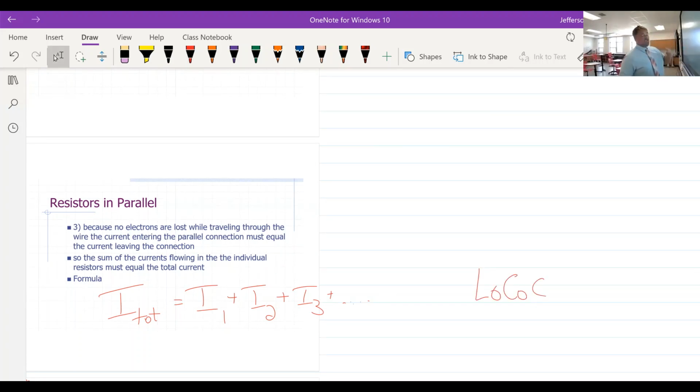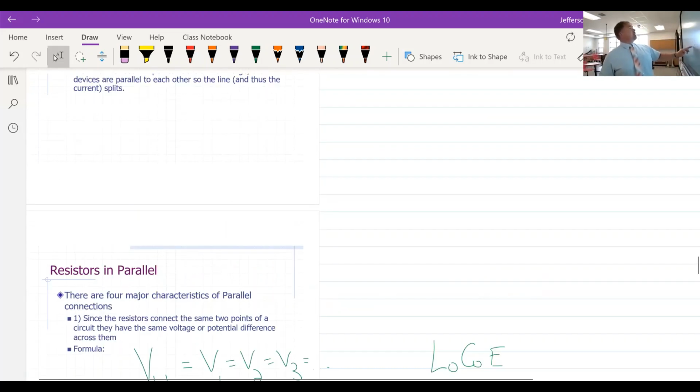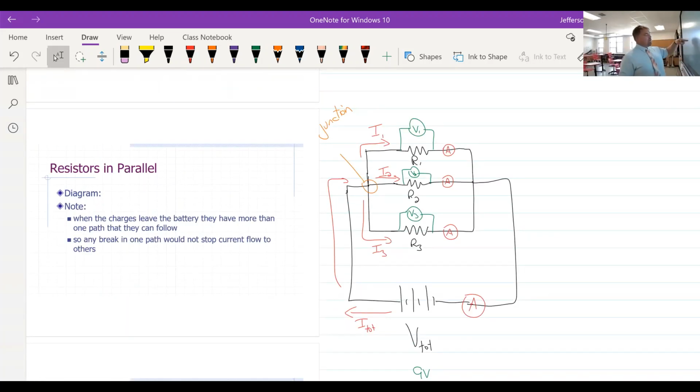No charges are lost. So if I scroll back up to our diagram, when my total current comes up and hits this junction, this spot right here, it splits. Some is going to go through I1. Some is going to go through I2. Now again, if R2 is bigger than R1, then the current going through the first one will be more than the current going through the second one. Whatever's left over has to go through I3. But if you add them all up, no charges are lost. So the total current must be equal to the sum of the individuals.